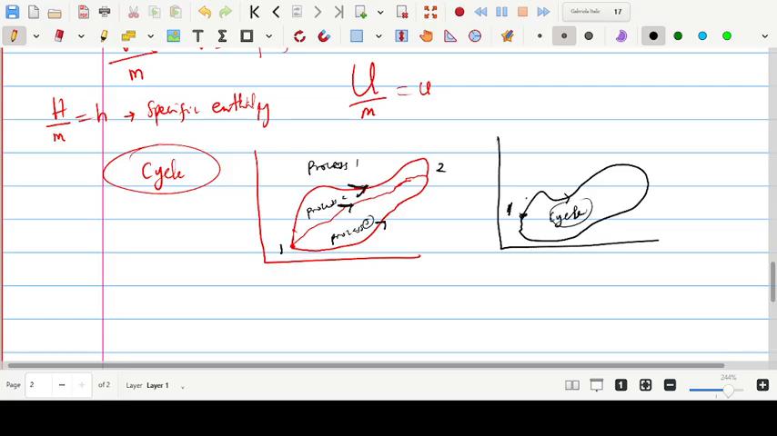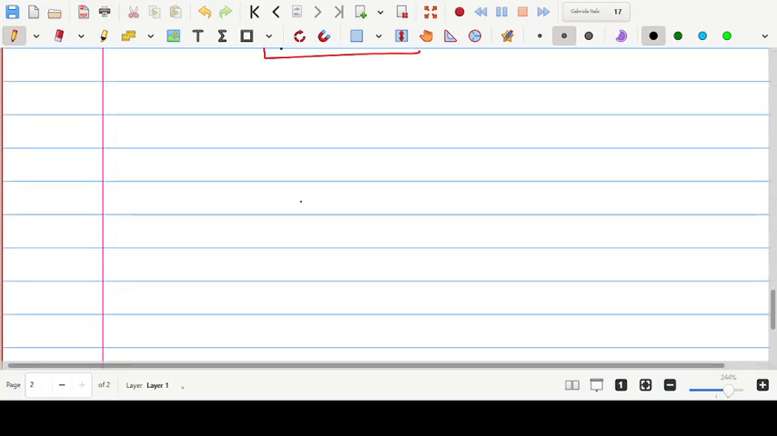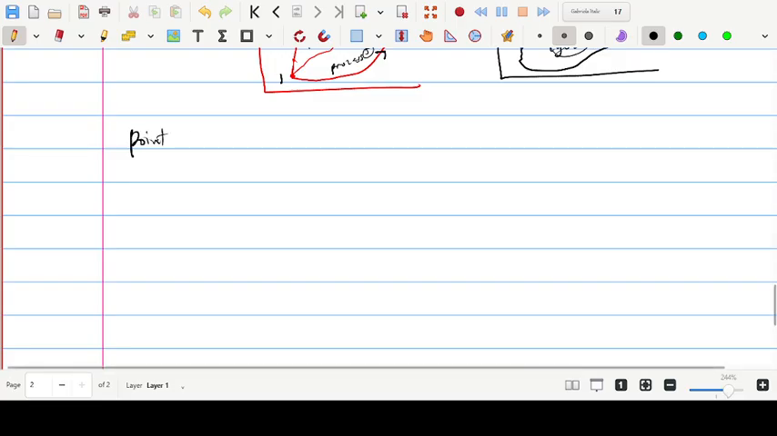So another thing that we have is point function and path function. For point function and path function.